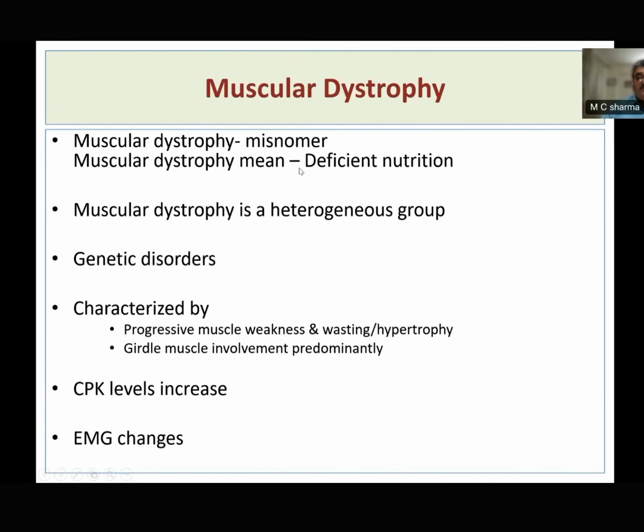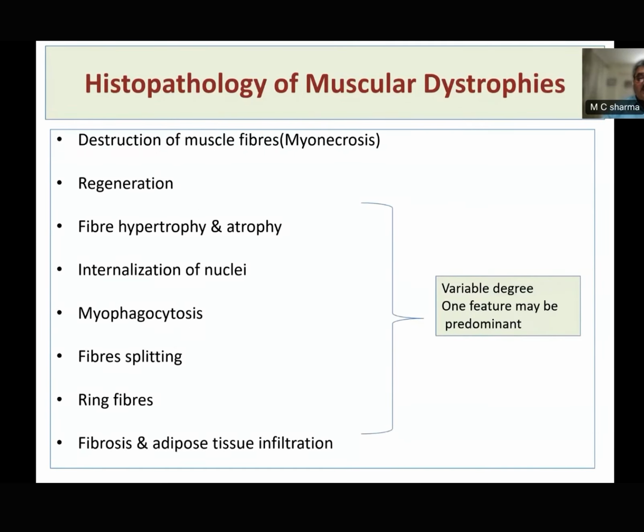This was used as a Greek word for the deficiency in nutrition of the muscle. But it is a heterogeneous group, genetically determined, clinically characterized by muscle weakness, wasting, hypertrophy, sometimes limb girdle muscular involvement. CPK levels are high, EMG changes are myopathic.